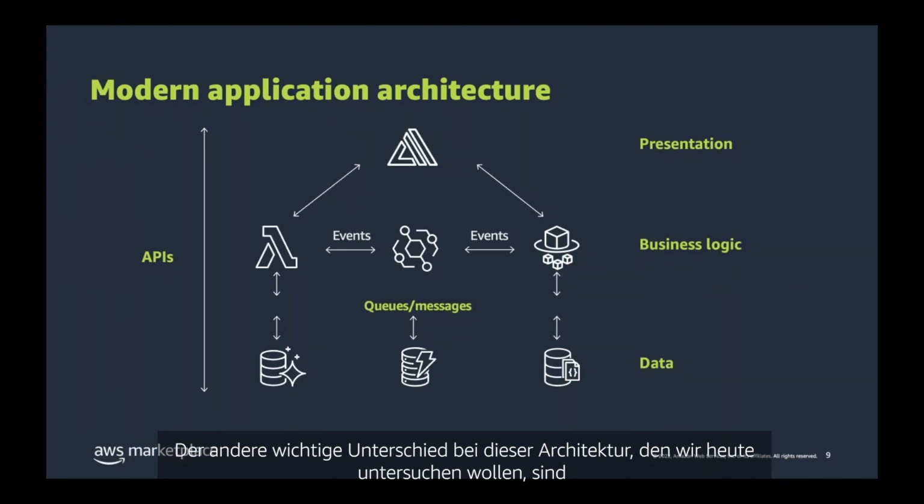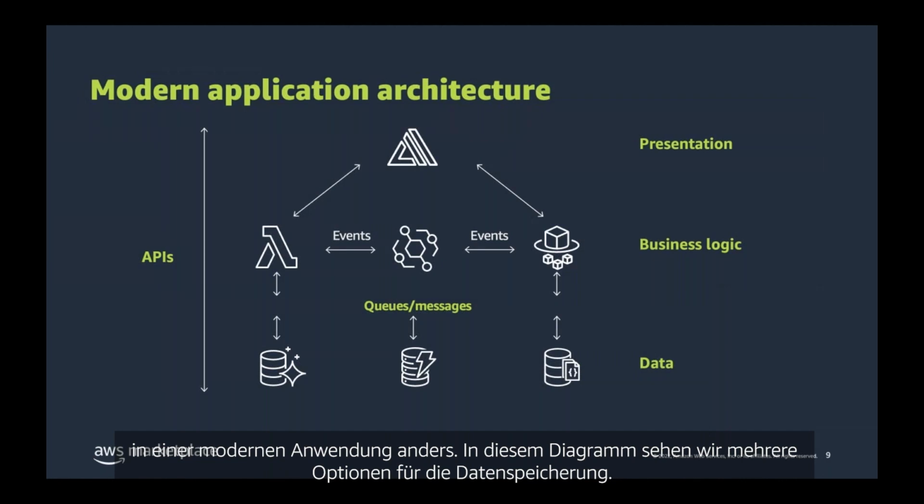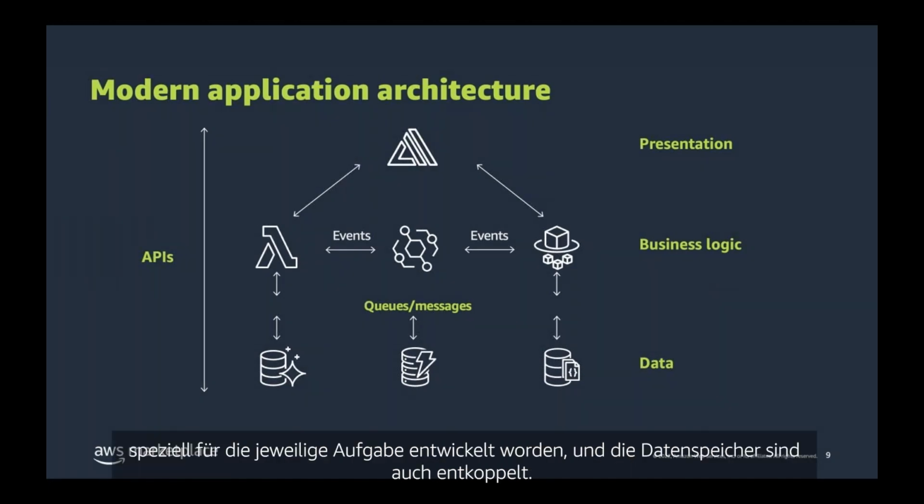The other key difference with this architecture that we want to explore today are, one, data. How and where you store your data is different in a modern application. In this diagram, we can see multiple data store options. Each database is serving a specific need. It's purpose-built for the task at hand. And data stores are also decoupled.